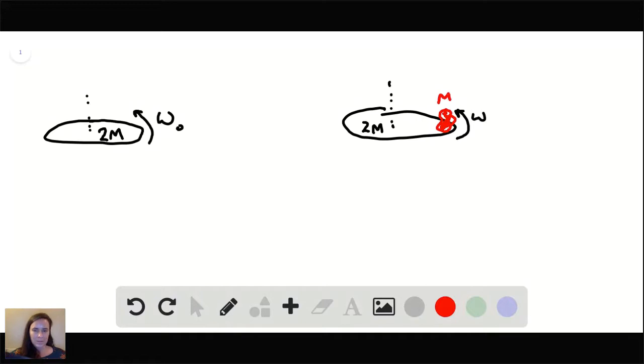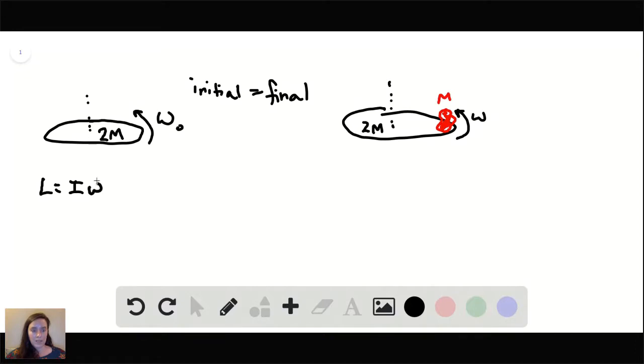Okay. So whenever I do collision type problems, whether it be with linear or with angular, I like to think of it as initial equals final for our conservation. So initially, the angular momentum of this thing is equal to I omega.